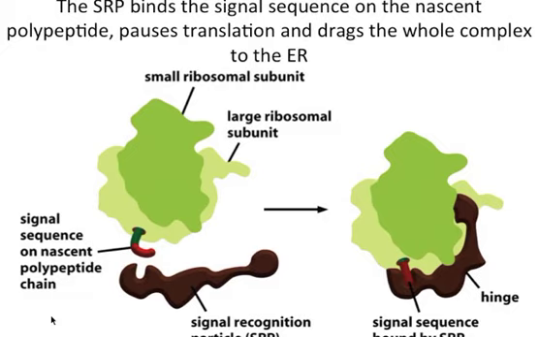And so the way it looks is here's your polypeptide and it has a signal sequence here, and your SRP binds to it and also the ribosome, and the whole thing is directed to the ER, where it binds to an SRP receptor.